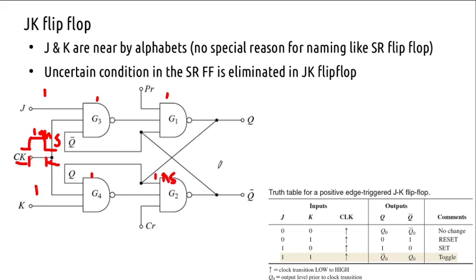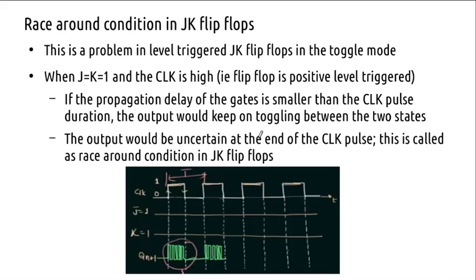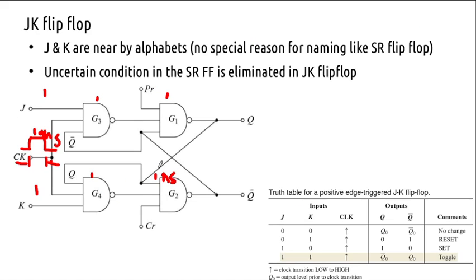Even with a bit more added, it is still getting enough time to toggle again a couple of times. So the final output will be uncertain, you will not know whether it will be 0 or 1. You ideally expected it to remain high. Since it was 0, you thought it would go high, but this gives a situation where the output is remaining uncertain. There is uncertainty in the output. So this is what we call a race around condition in JK flip-flops, right?